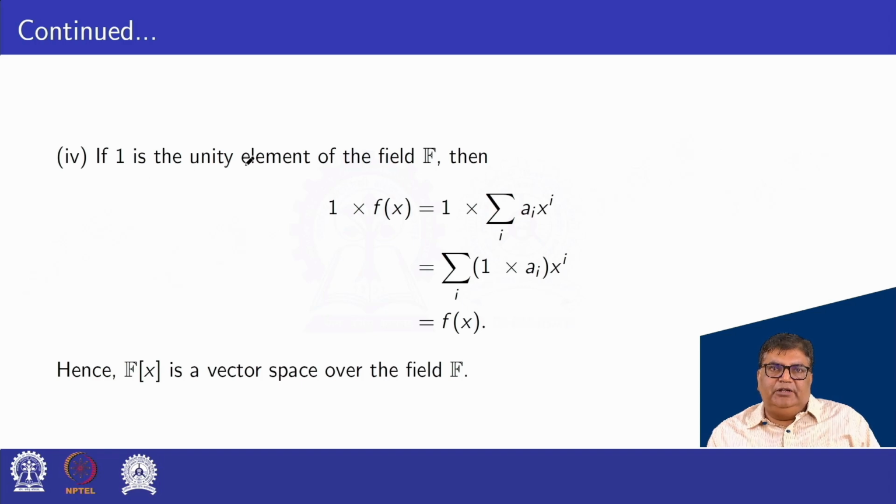If 1 is the unity element of the field F, then 1 into fx is equal to 1 into summation a_i x_i, that is summation 1 into a_i into x_i, that is summation a_i x_i, which can be written as fx. So 1 into fx is equal to fx, that is, 1 is the multiplicative identity of the vector space. Hence fx is a vector space over the field.